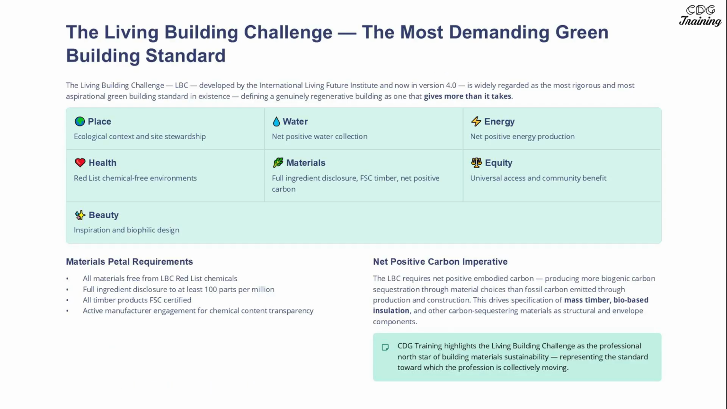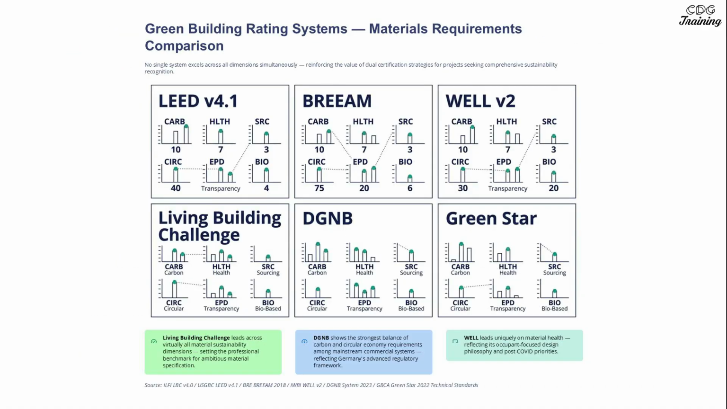The Living Building Challenge sets the highest standards for green building, focusing on net positive carbon impact and sustainable materials. It promotes ecological stewardship and community equity. A comparison of green building rating systems reveals varying material requirements, with each system prioritizing different sustainability aspects like carbon, health, and transparency.